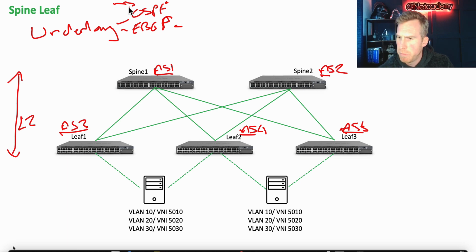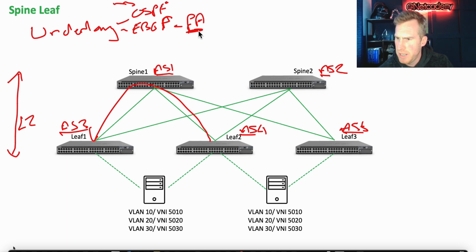But with eBGP, we can then manipulate the path attributes: the local preference, weight in the Cisco world, AS path, etc. The AS path in the data center should be pretty straightforward because everything is at least 2 hops away to get from source to destination. But regardless, we still have these path attributes which allow us to do route manipulation.